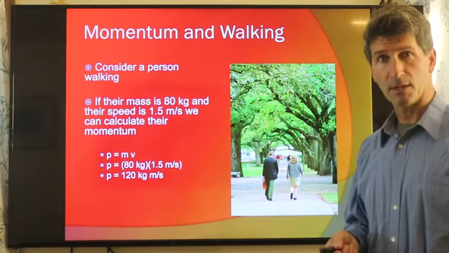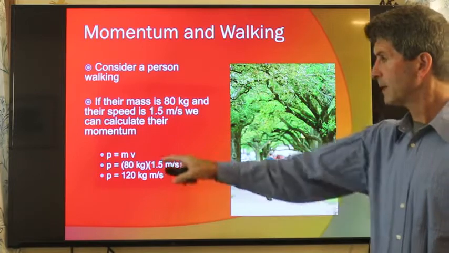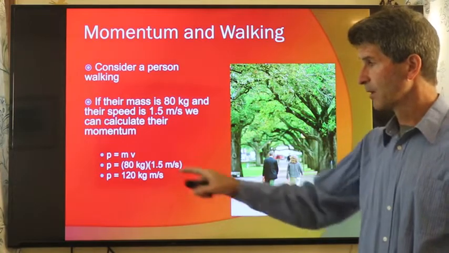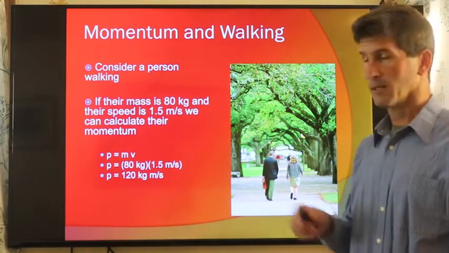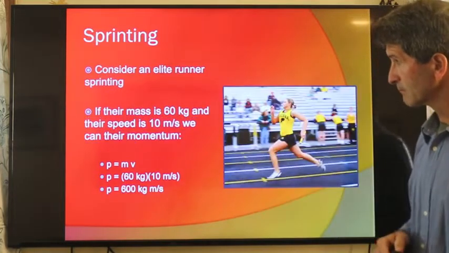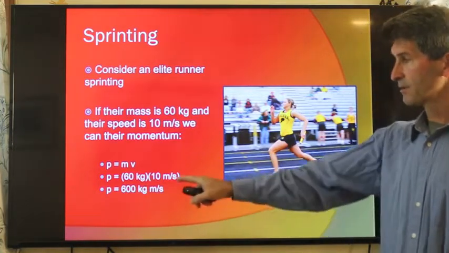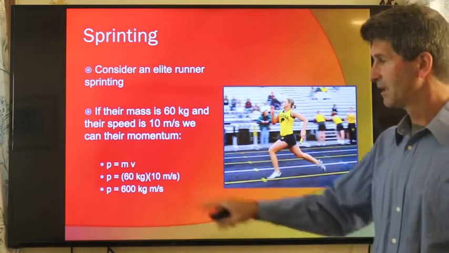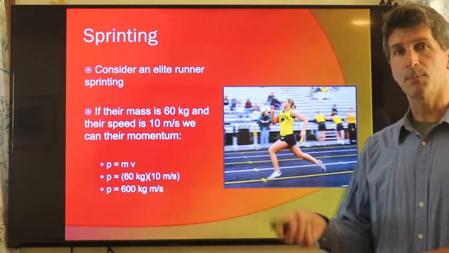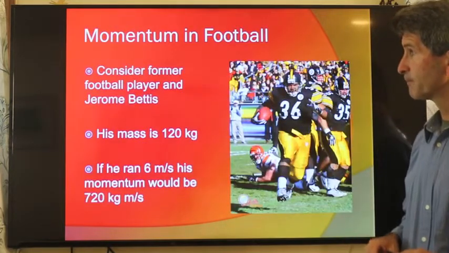Just a quick way of demonstrating calculating the magnitude of momentum. A person with a mass of 80 kilograms walking briskly at a speed of 1.5 meters per second would have a momentum of 120 kilograms meters per second, or 120 newtons times seconds. Going much faster, an elite sprinter, mass of 60 kilograms, traveling at 10 meters per second, that's really elite speed, would have a momentum of 600 kilograms times meters per second. So the magnitude of the momentum is proportional to your speed.